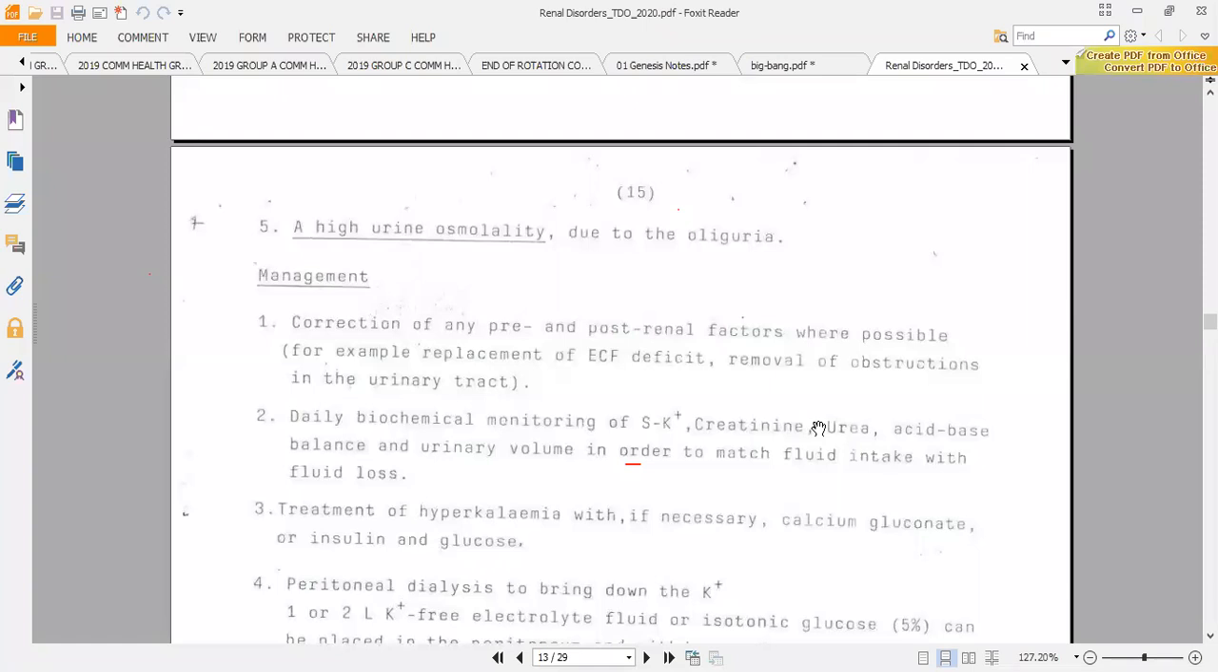Let's continue. Any further question? Okay, let's continue. So as I said, for the pre-renal failure, the management is that you give the patient fluid, resuscitation.